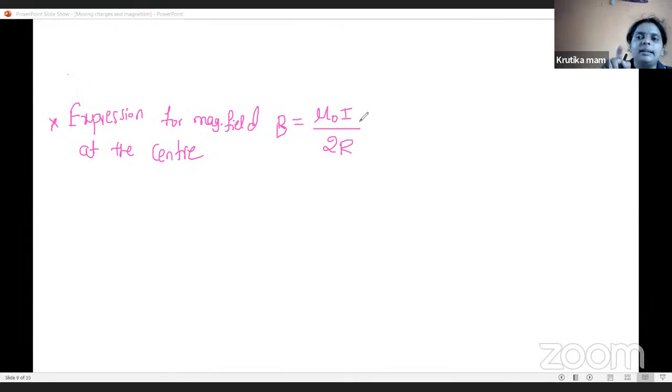So when you consider the center, in the expression you got, the x value becomes 0. Hence the x term is cancelled, and the 2 pi value is also cut. After cutting 2 pi, we are left with only mu naught upon r. So further if you simplify, we get mu naught into I divided by 2r.